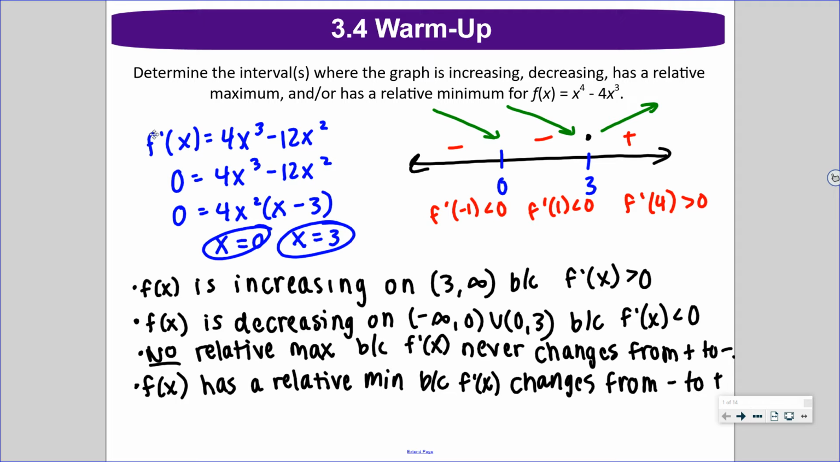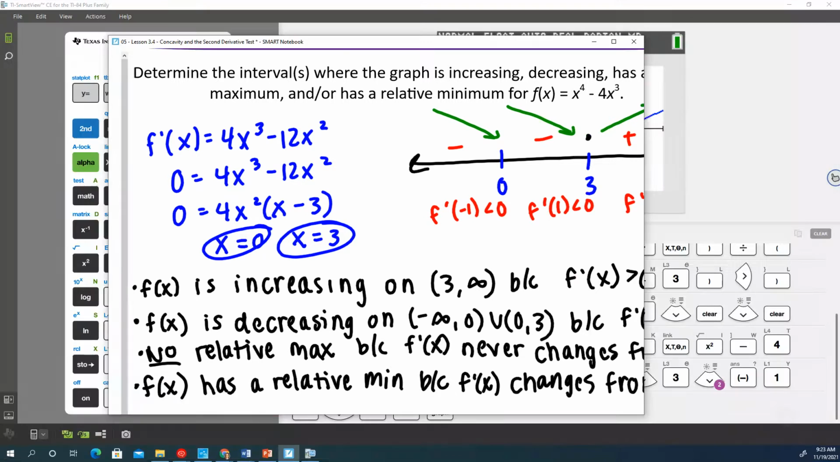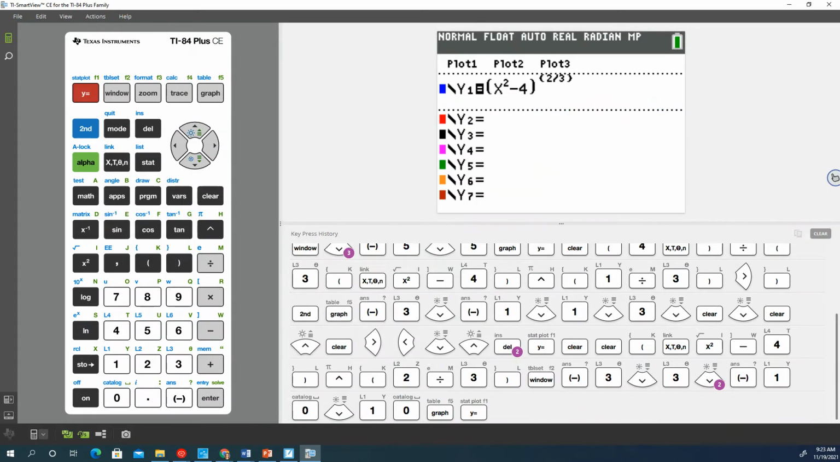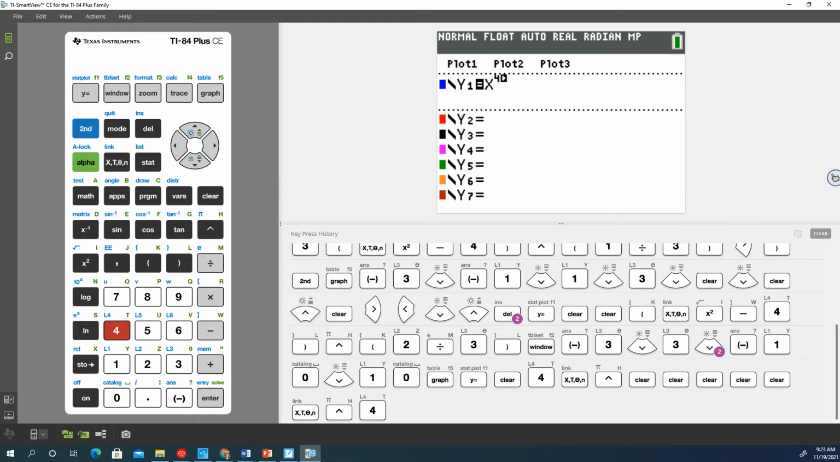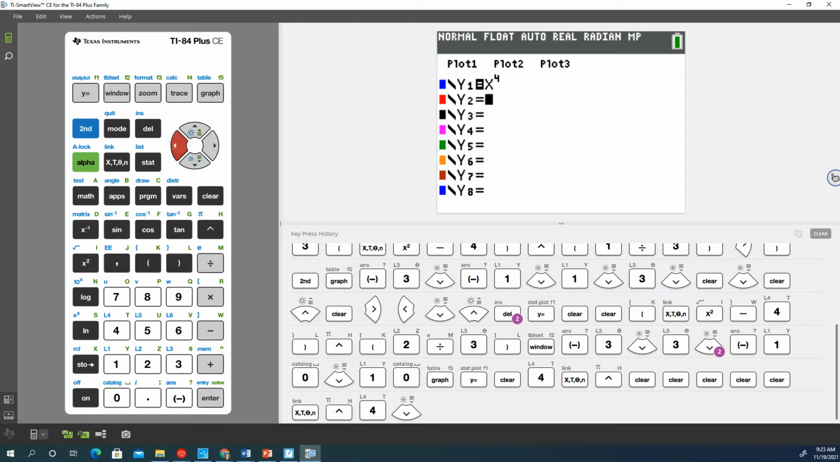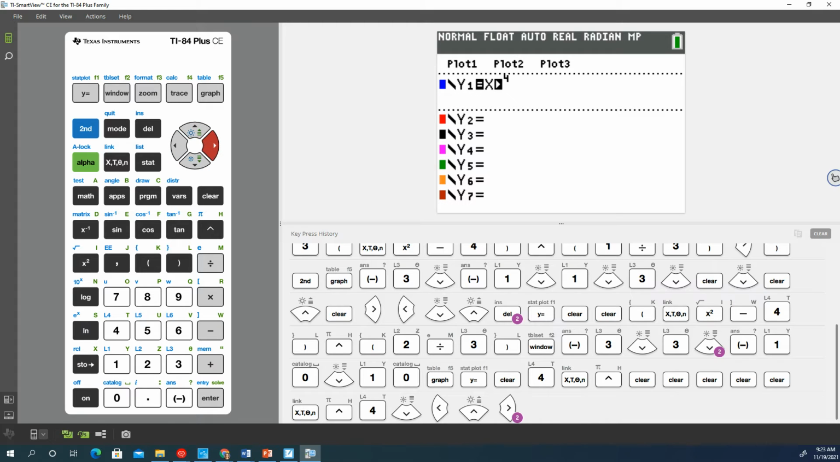Got it? Should we quick look at the graph so you can see what's going on here? Yeah, that sounds fun. Let's do it. 4 x to the... Oh, sorry. No, I was about to type in the derivative. X to the 4th minus 4x cubed.